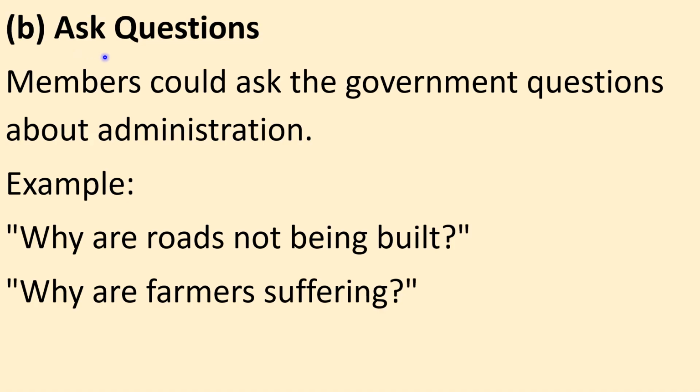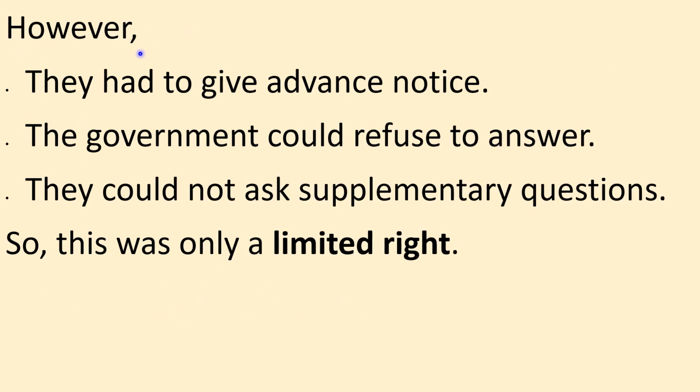B. Ask questions. Members could ask the government questions about administration. Example: why are roads not being built? Why are farmers suffering? However, they had to give advance notice. The government could refuse to answer. They could not ask supplementary questions. So this was only a limited right.